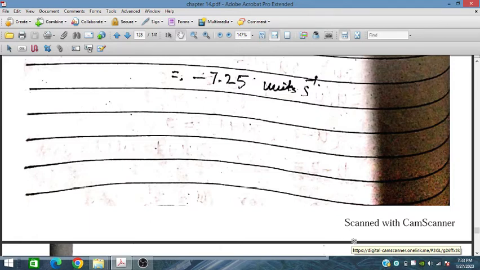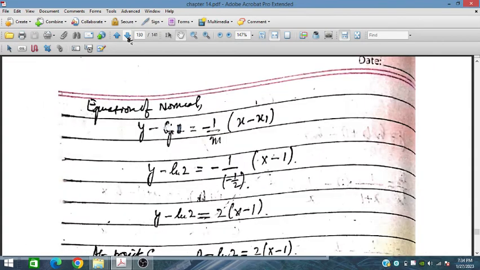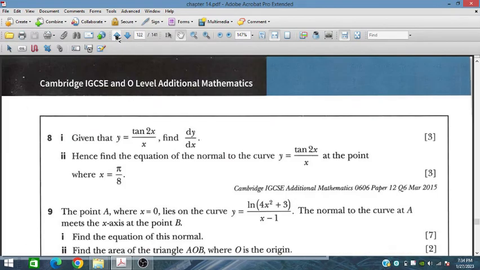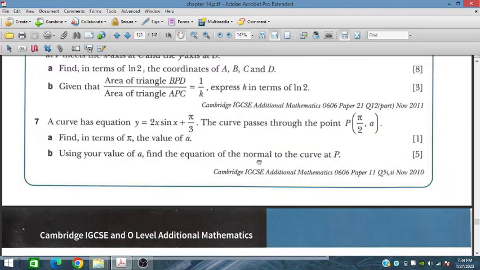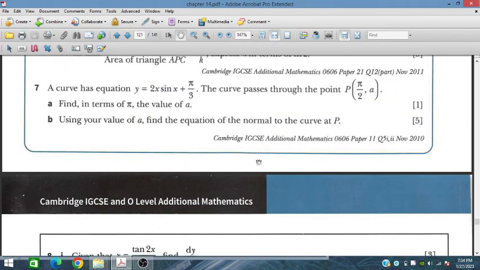Let's solve question number 7. A curve has equation y is equal to 2x sin(x plus pi by 3). The curve passes through the point P, pi by 2 comma a. Find, in terms of pi, the value of a. Then, using your value of a, find the equation of the normal to the curve at P.